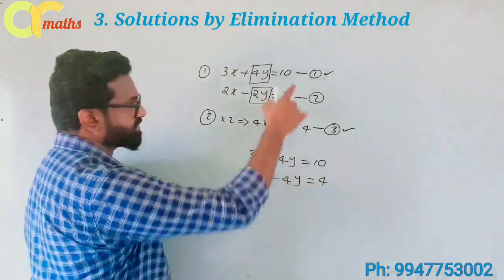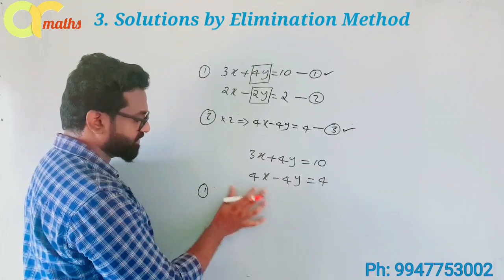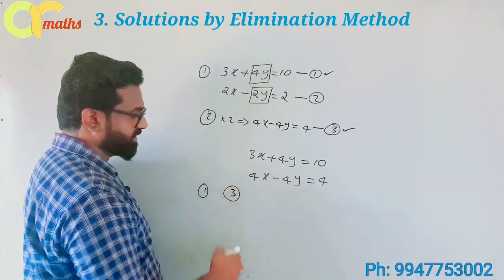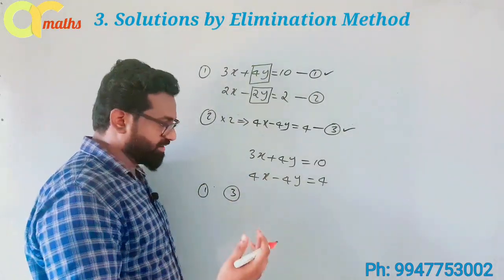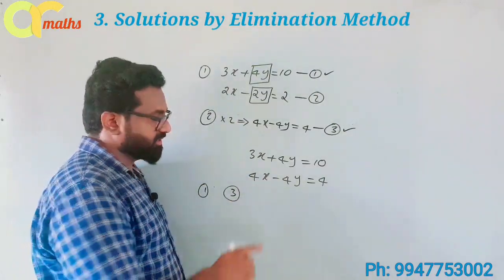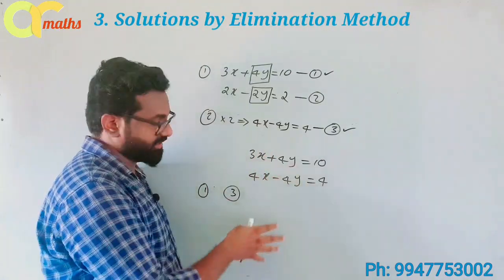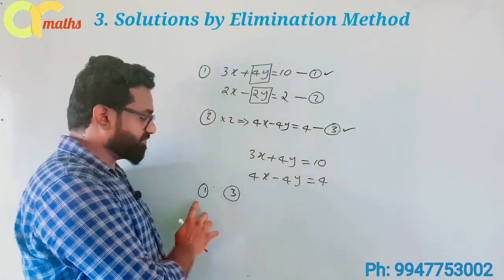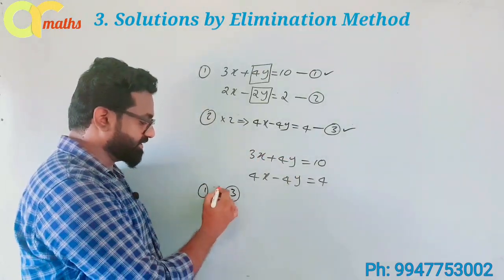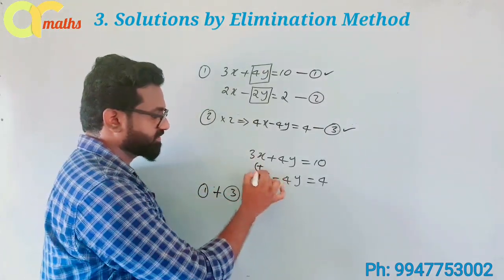Then equation 1 and equation 3, how to eliminate positive 4y and negative 4y? By adding or by subtracting. If it is opposite sign, you can cancel by adding. If it is same sign, you can subtract. Ready? So equation 1 and equation 3, addition. Adding these two equations.